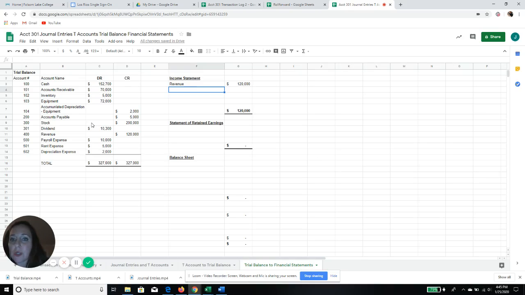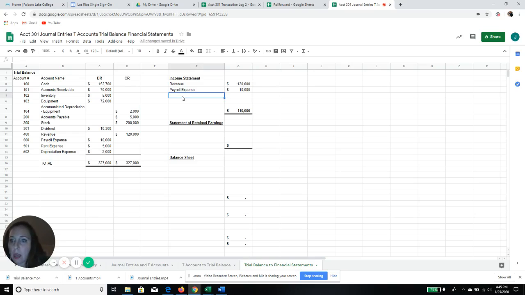Then I'm going to subtract my expenses. So first I have payroll expense. And the reason that we gave a separate numbering series to revenues and expenses is because these two are going to go on our income statement. And so we want to be able to keep them separate from the other equity accounts. So payroll expense was $10,000.